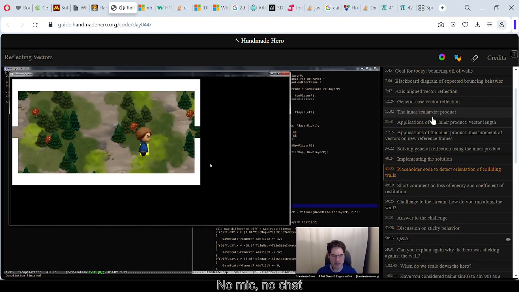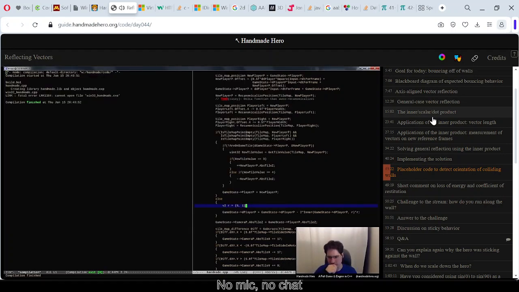Now, of course, the problem would be if we actually do that, we would have the entirely wrong behavior because we're not actually computing the wall correctly. So what we do need to do is figure out some way to actually figure out what the direction of the wall is that we ran into. And I don't think we really know very much about how to do that at the moment.